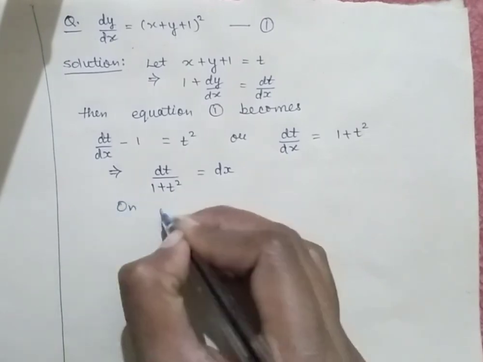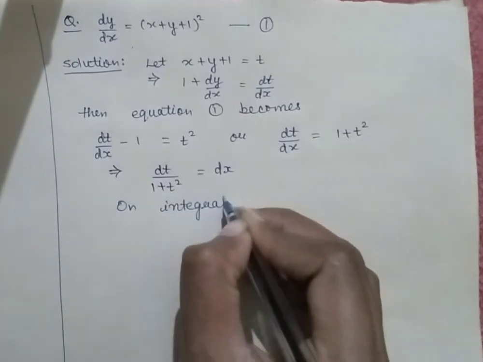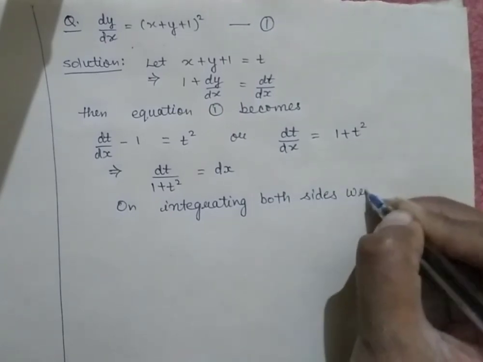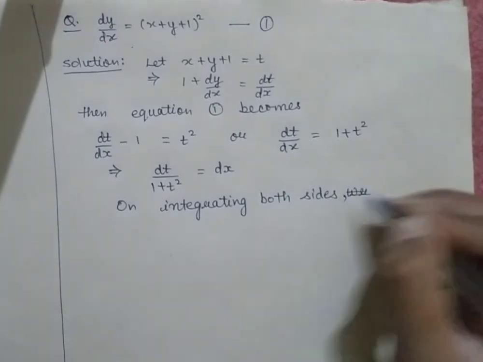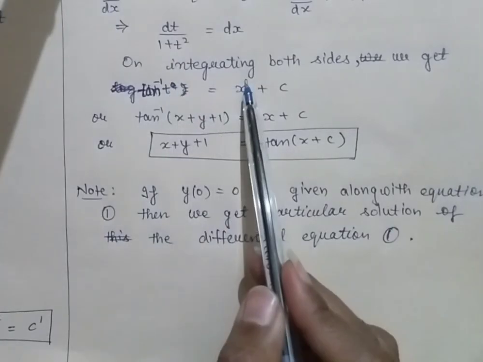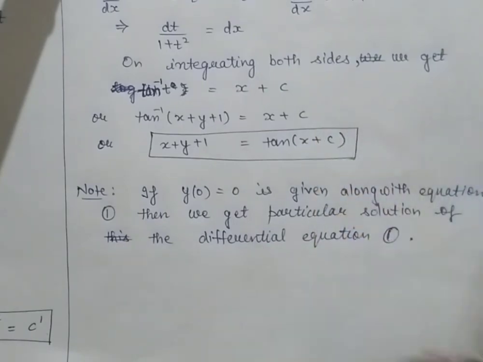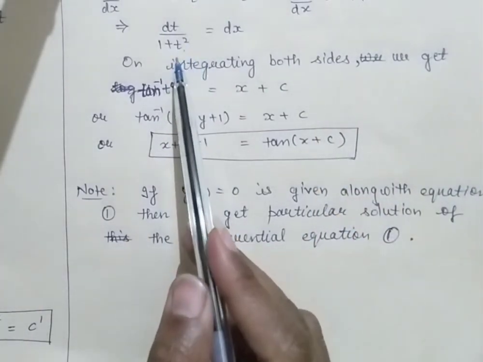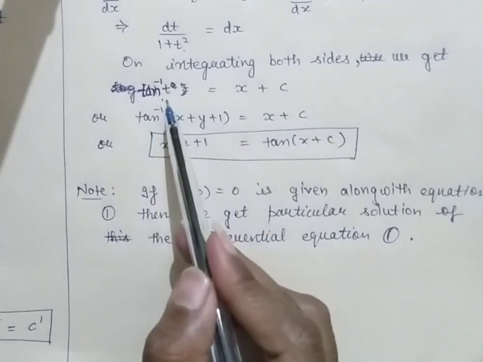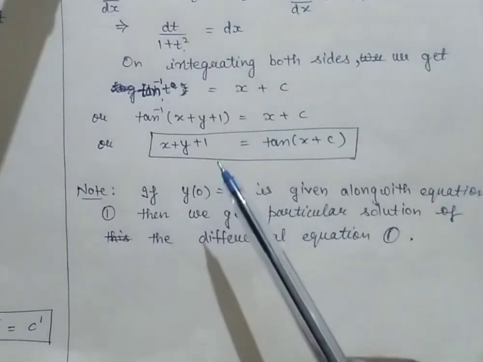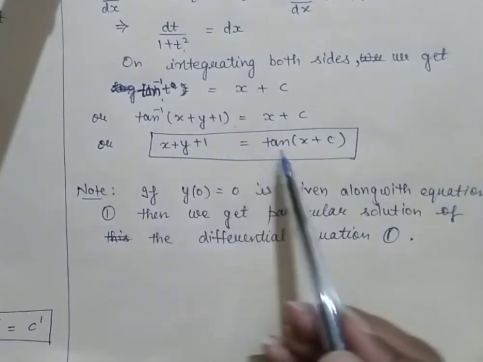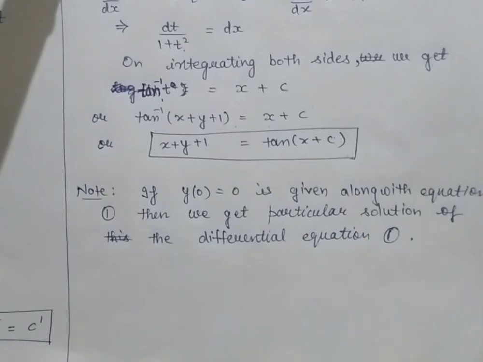On integrating both sides, we get the integration of 1 by 1 plus t square, which is tan inverse t, and this is x plus c. Now we substitute the value of t, which is x plus y plus 1. So tan inverse of x plus y plus 1 equal to x plus c, or x plus y plus 1 equal to tan of x plus c. So this is the general solution of the differential equation.